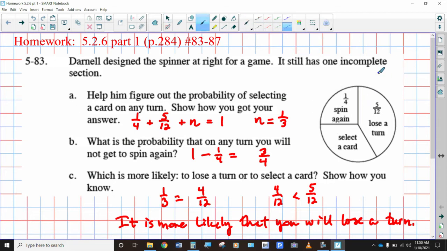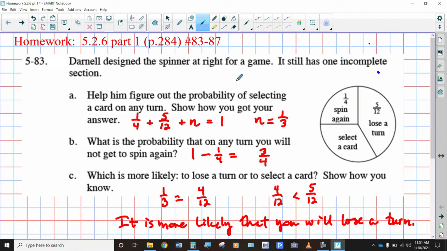We know that this entire spinner represents 100% of the total, and this represents 1/4, this represents 5/12, so the rest of it has to be whatever you would add to 1/4 and 5/12 to give you one answer. So that's how we set up these ratios here. 1/4 plus 5/12 plus the unknown section has to equal 1. And since we've got a common denominator here, we could have 12 as our common denominator.